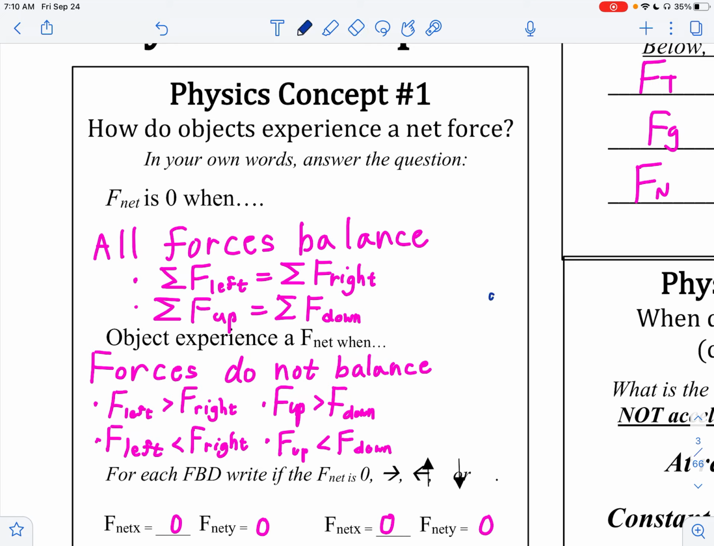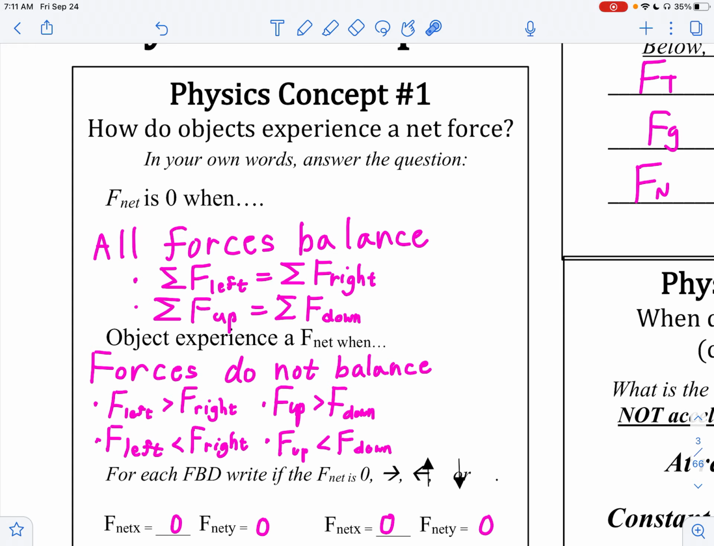If they're unbalanced, so for instance, maybe we had two forces going this way, but one really big force going to the right, in this case, our net force, which we don't draw on the diagram, but we have more force going to the right than to the left, so our net force would point to the right. Another way to say this is the sum of all the forces. That just means add them all up. So the forces are balanced if all the forces pointing left is equal to all the forces pointing right.